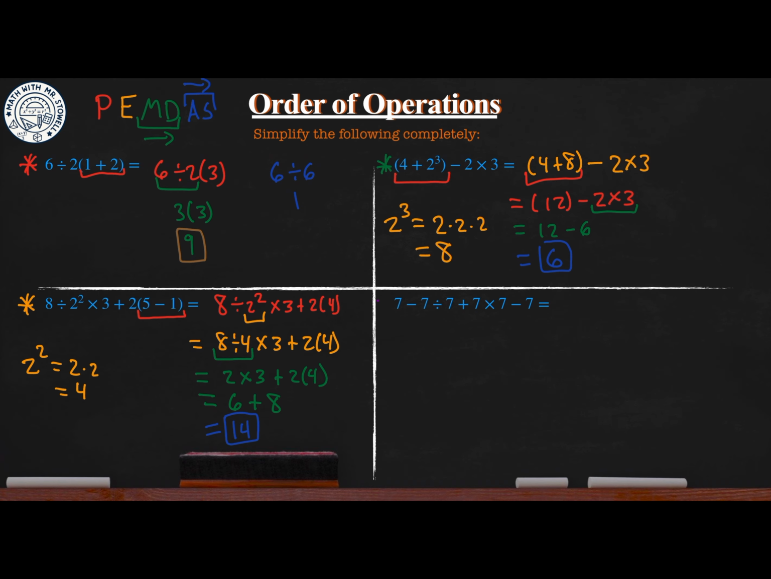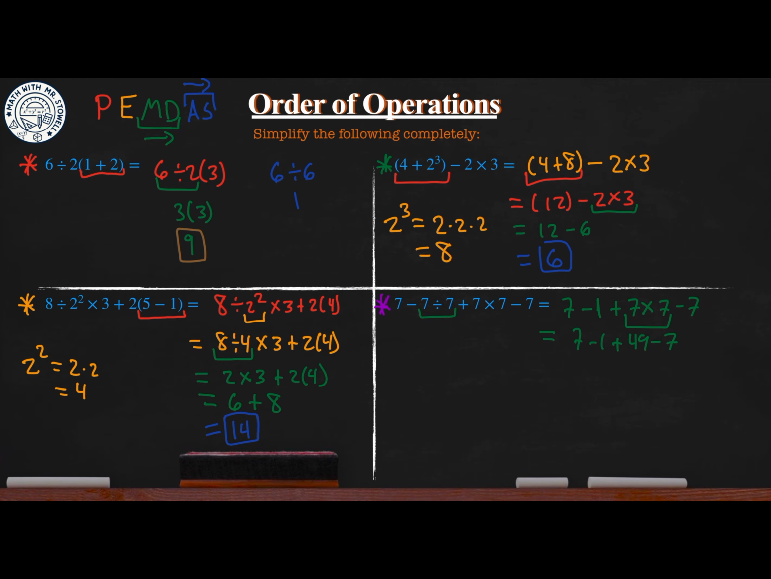Moving on to our last expression, we have 7 minus 7 divided by 7 plus 7 times 7 minus 7. PEMDAS. There's no parentheses. Move on to exponents. There's no exponents. Multiplication and division. Well, we have this 7 divided by 7, which shows up first from left to right, so we have to do that. So this would be 7 minus 1 plus 7 times 7 minus 7. Moving on, we have this multiplication, so 7 minus 1 plus 49 minus 7.